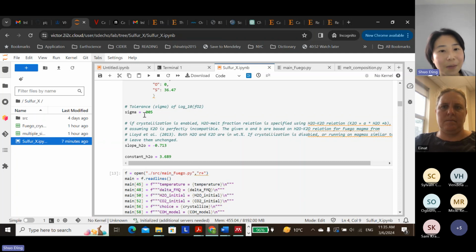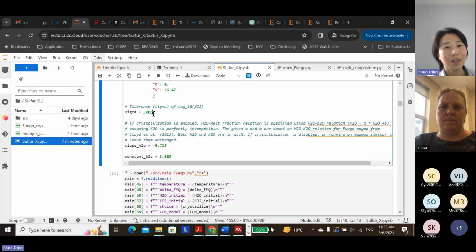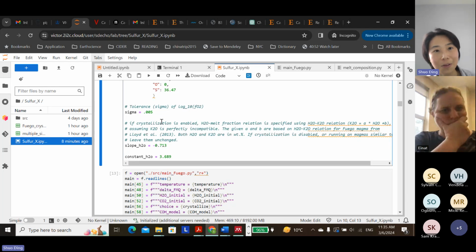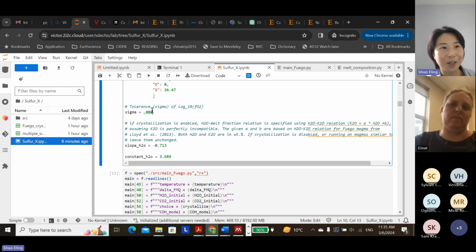Okay, so the next one is the sigma. This sigma is the tolerance we just talked about, and it is only relevant if you enable the FO2 tracking. So this would be the tolerance of the log FO2. Basically, when you try to find the FO2 satisfying all the conditions, you calculate one, and then you compare it with the previous one. If the difference is smaller than this tolerance, you assume the FO2 stopped changing. This one is pretty important. You can play with it to make sure it finds the correct answer without going too far. If it's too big, it might not find the right FO2. But if it's too small, it will make it really difficult to find the solution.